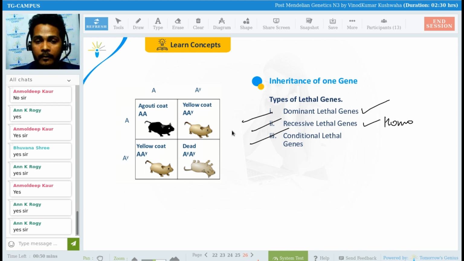Okay. Any other questions? I hope everyone is clear about the types of lethal genes: dominant, recessive, and conditional. Anyone having a question on this?